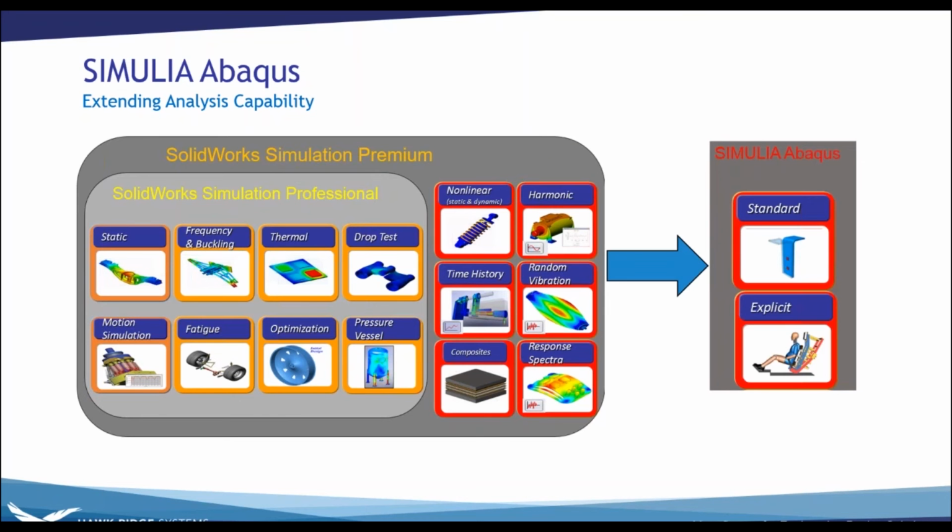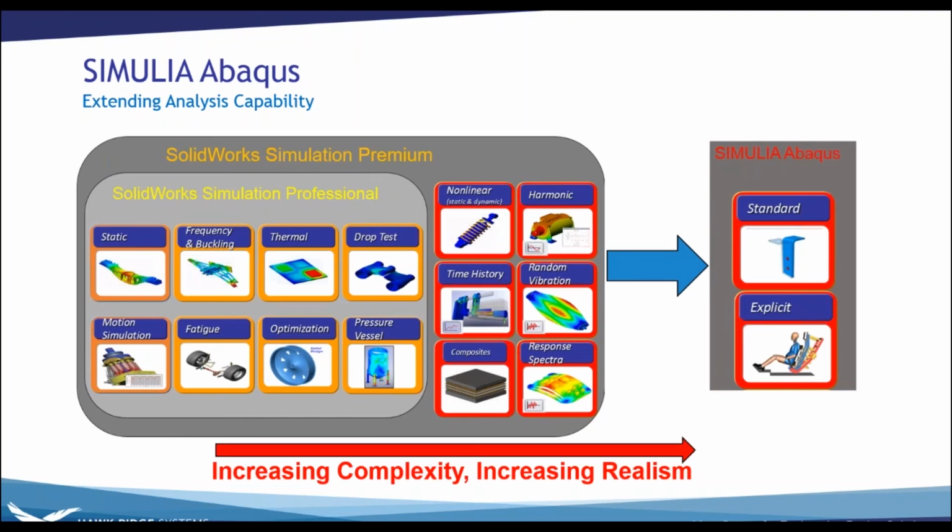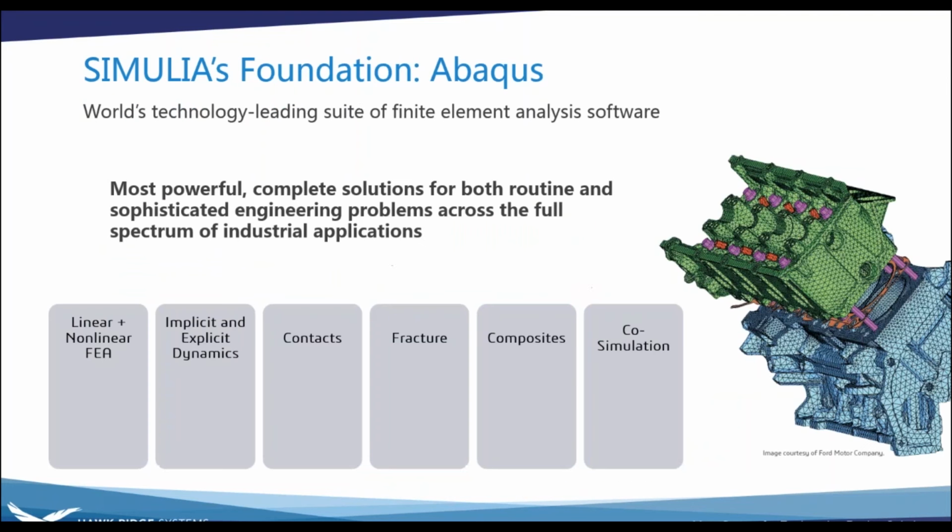But we have a number of customers who need to go beyond that, and that's why we brought on SIMULIA Abaqus a few years ago, and it solves these types of problems with two solvers, a standard implicit solver and an explicit solver for highly dynamic events. By going this direction, you do get more complex, but you also increase your ability to solve tougher problems and to increase the realism of the type of results that you're going to get.